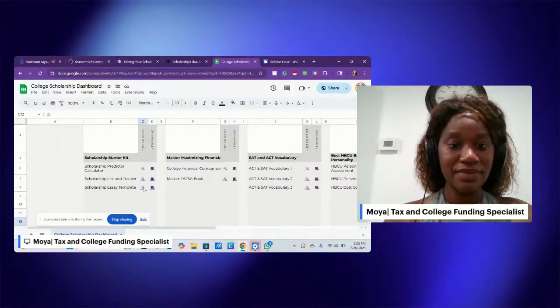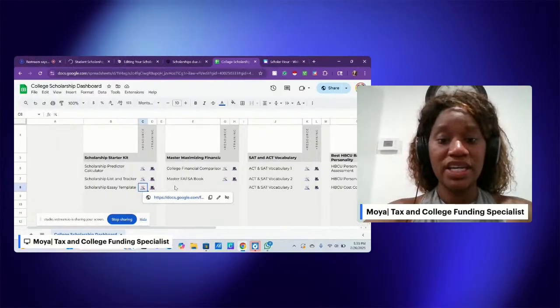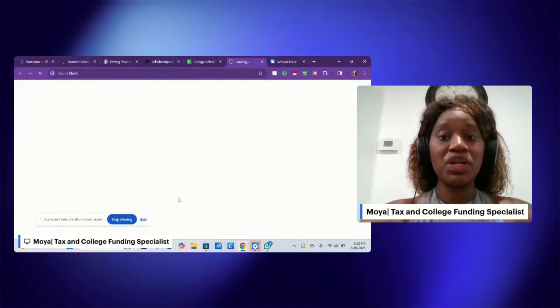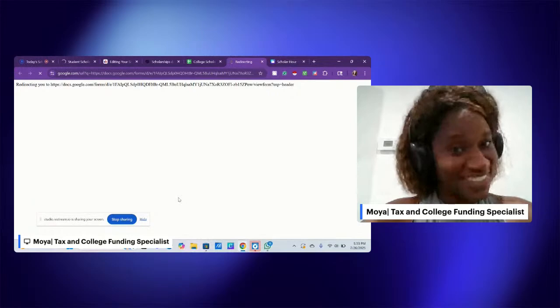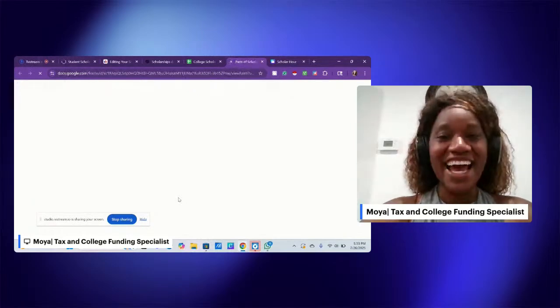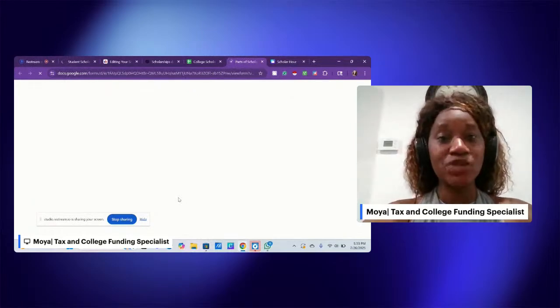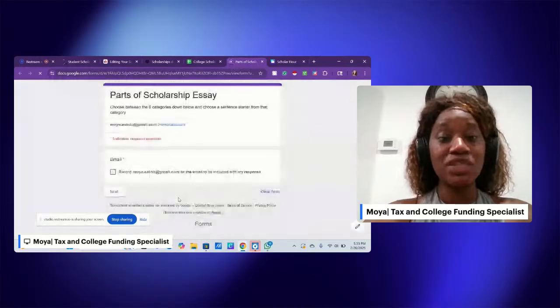Once you get it, you are going to click on the tool link to pop up. And when you click on the tool link, it's going to be much faster, and it's going to really allow you to put together the scholarship much smoother.